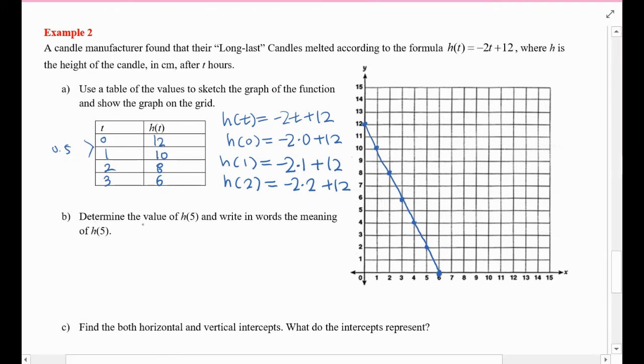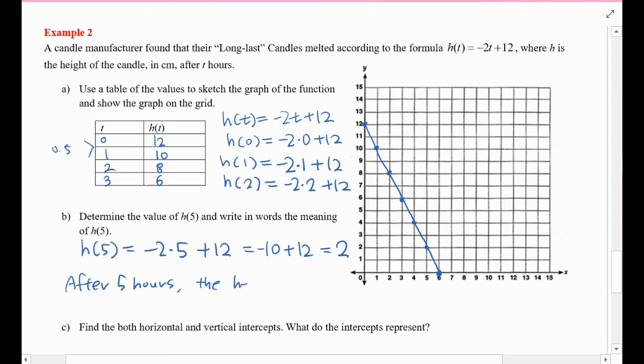Okay, so determine the value of h of 5 and write in words the meaning of h of 5. Okay, h of 5. That means you plug 5 into h. Then negative 2 times 5 is negative 10. Negative 10 plus 12, that is positive 2. Meaning, after 5 hours, the height of the candle is 2 centimeters. All right?